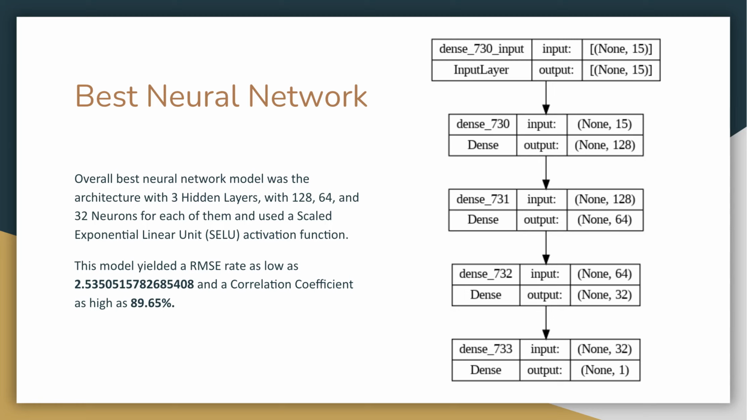The overall best neural network was the model with 3 hidden layers and used a scaled exponential linear unit activation function. The RMSE rate was as low as 2.53, and the correlation coefficient was as high as 89.65% for this one. You can see the plot of this diagram here, where it starts with 15 input variables, followed by the 3 hidden layers, and finally the single output layer.